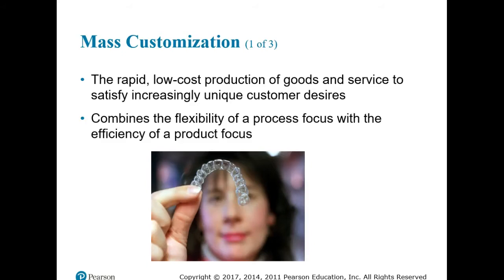And operations managers use mass customization to produce a vast array of goods and services. So mass customization is the rapid, low-cost production of goods and services that fulfill increasingly unique customer desires. But mass customization is not just about variety. It is also about making precisely what the customer wants, when the customer wants it, economically. Therefore, it combines the flexibility of a process focus with the efficiency of a product focus.